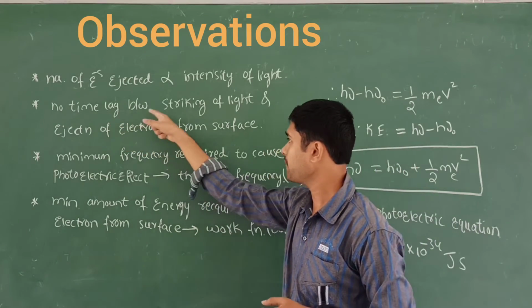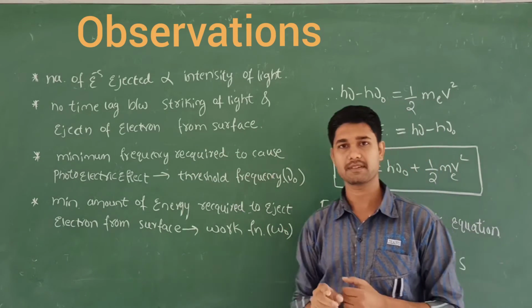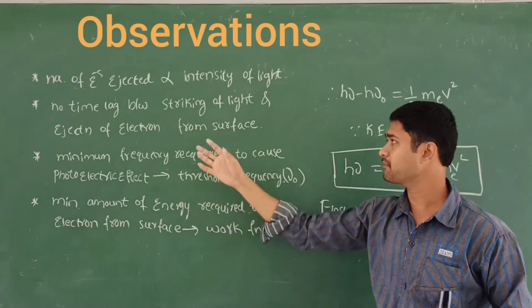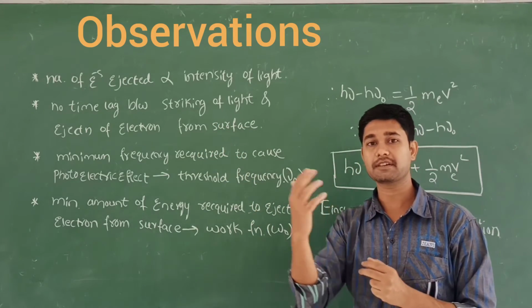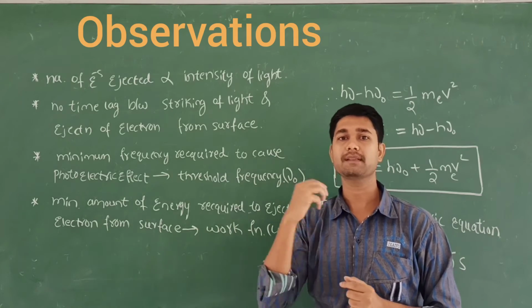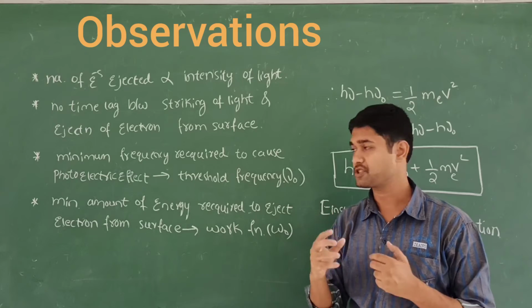Second one: no time lag between the striking of the light and the ejection of an electron from the surface. Here there is no time lag between the striking of the light on the metal surface and the ejection of the electrons from the metal surface. Like this. Third property, third observation.